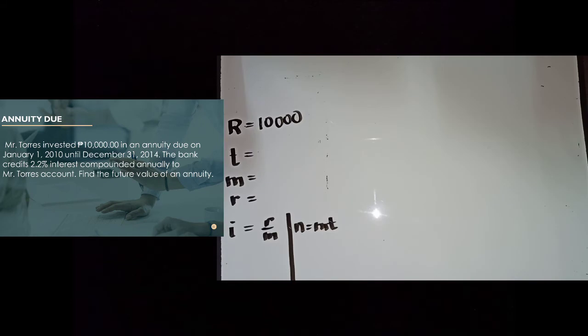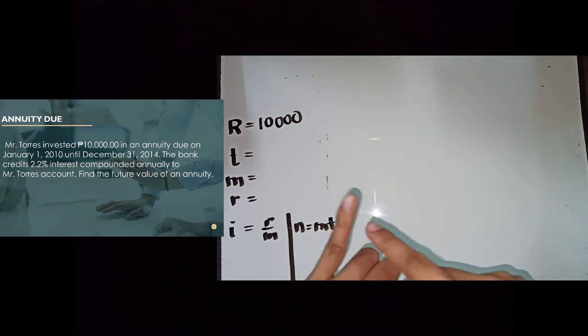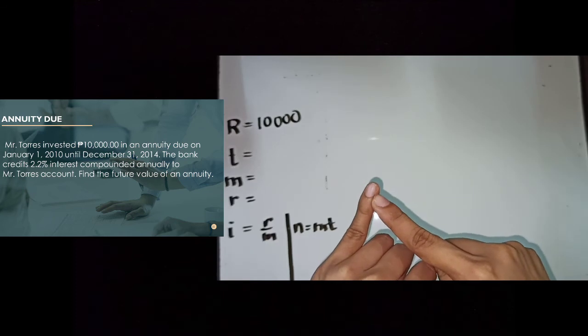Okay, so now what is the value of our T since the given is the annuity due on January 1, 2010 until December 31, 2014? Again, ang kinukuha natin ngayon is the annuity due. So when we say annuity due, the payment is made at the beginning of each term. So from January 1, 2010, that is the beginning of that term.